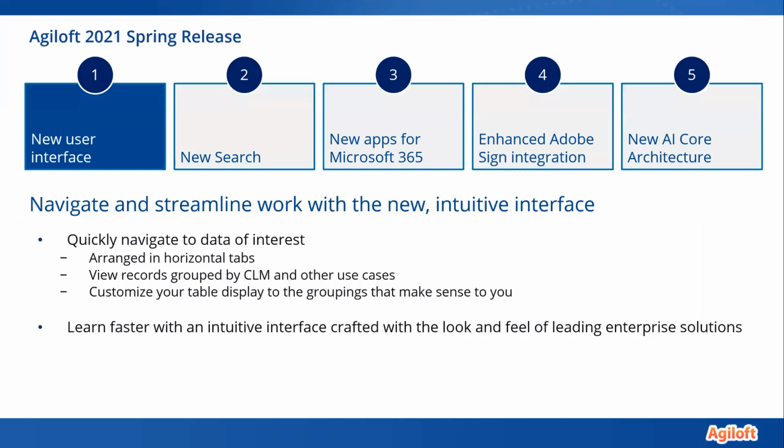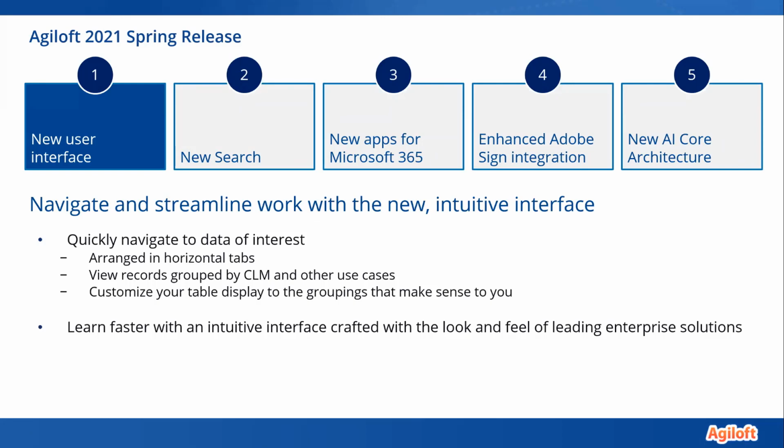So just before I get into the demo itself, I wanted to give a brief recap of some of the elements of our Spring 2021 release. You see on the screen, there are 5 themes. In today's demo, we're going to talk about the first 2 primarily, which are the updates to our user interface, which is largely to do with navigating in the system, making that more intuitive. The second one is new search, making search, again, more intuitive, more flexible, dynamic, so you can find what you need more easily.